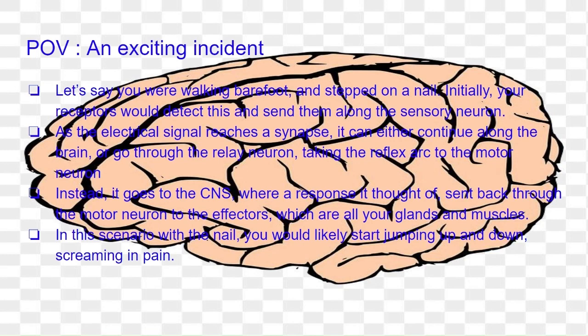is sort of conjured up and sent through the motor neuron over another synapse to the effectors, which are all your muscles and effectors that carry out the response. And most likely what would happen in this scenario is you'd start jumping up and down, screaming in pain.